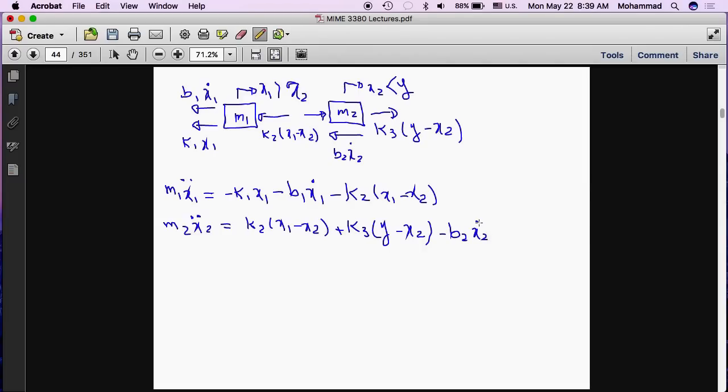Anything else? Okay, now I want you to practice rearranging the equation. You remember the discussion we had about rearranging the equation? So go ahead and rearrange these two equations. If this is equation 1 and equation 2, let's rearrange them.